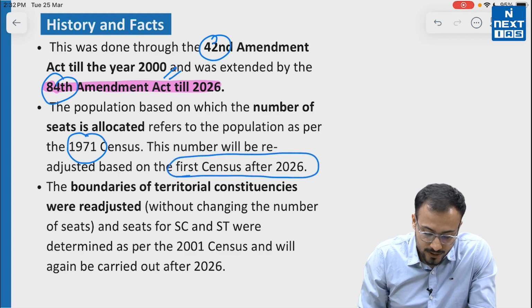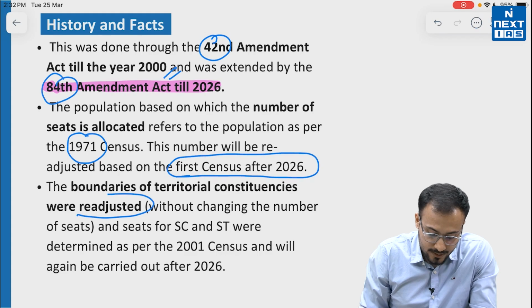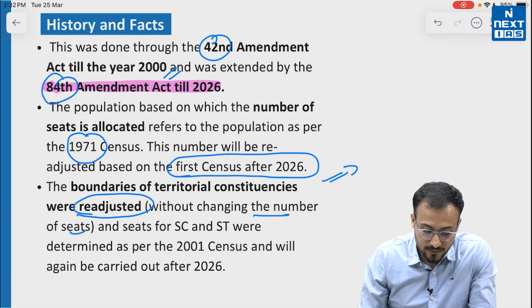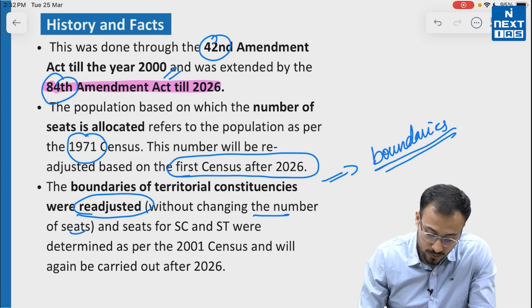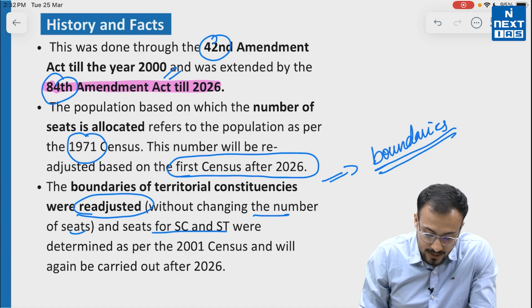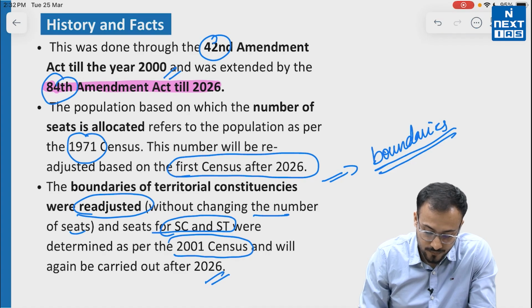The boundaries of territorial constituencies were readjusted without changing the number of seats. So the most recent delimitation which happened readjusted only the boundaries. It did not create new constituencies, and seats for SCs and STs were determined as per the 2001 census and will again be carried out after 2026.